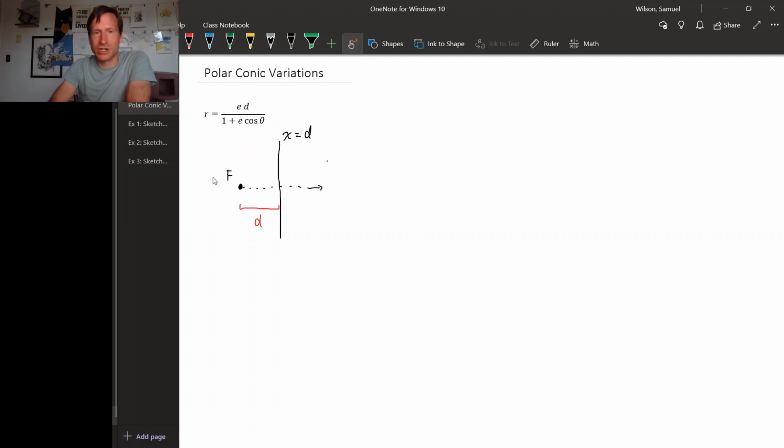for your conic section. So one thing you might change is, instead of having your directrix to the right of the focus, you might have it to the left instead, like this. So then x would be minus d. And in that situation, if you run through the whole argument to find the equation for your conic section, again, you get almost the same equation, r equals e times d over 1 minus e cosine theta. So it turns out you just get a negative here instead of a positive.